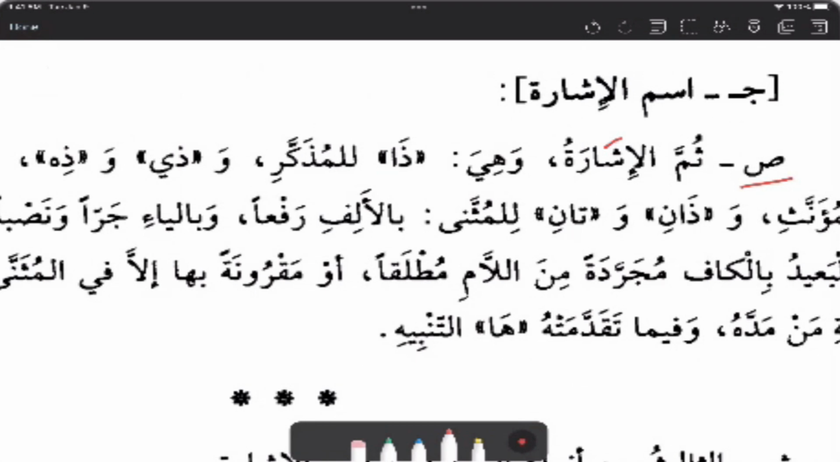Now I'm going to refrain from calling it a pronoun. Ismul ishara is not a damir in Arabic. It's not a pronoun. So I'm going to reserve the English word pronoun for damir. And I'm going to call this, and the one that's going to come afterwards, al-ismul mawsul, nominals. This is the demonstrative nominal. Demonstrative here means pointing. Yani, ishara means pointing, to point to something.